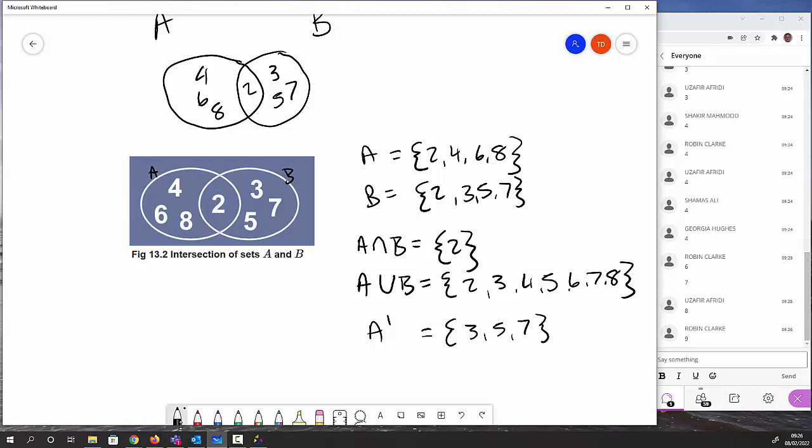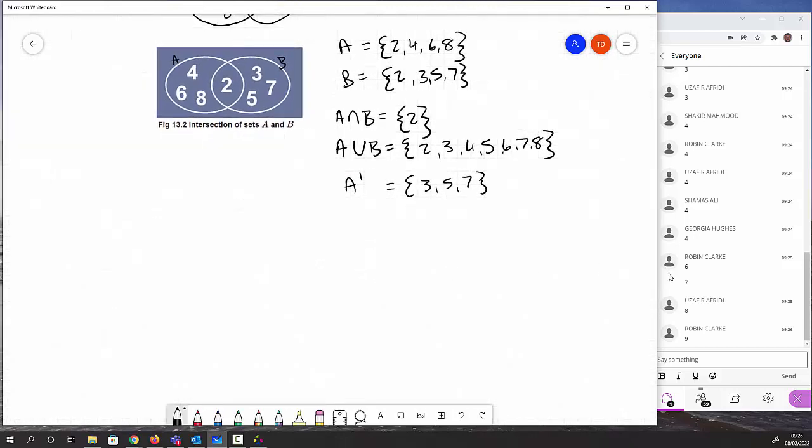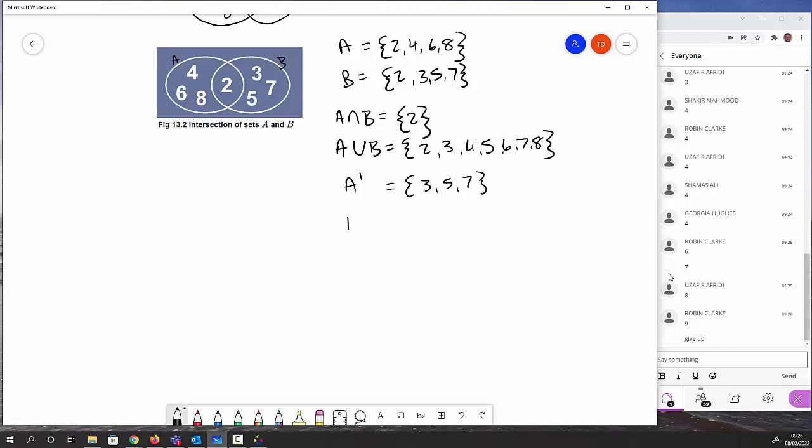Okay. I'm going to make this a bit smaller because I want to keep the whole thing on the screen so we can see what we're getting to. Right, so that's the elements that aren't in A, and then of course I'm going to get the elements that aren't in B. Oh, have I missed the elements that aren't in A? That's right, and the elements that aren't in B are obviously going to be 4, 6 and 8.